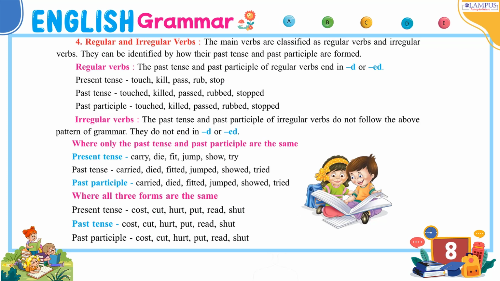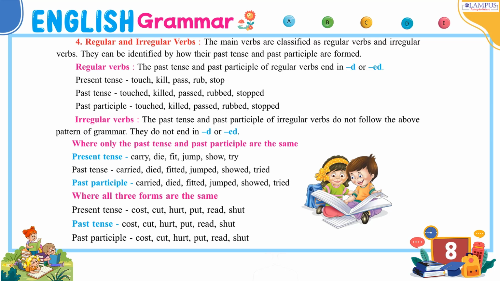4. Regular and irregular verbs. The main verbs are classified as regular verbs and irregular verbs. They can be identified by how their past tense and past participle are formed. Regular verbs. The past tense and past participle of regular verbs end in d or ed.